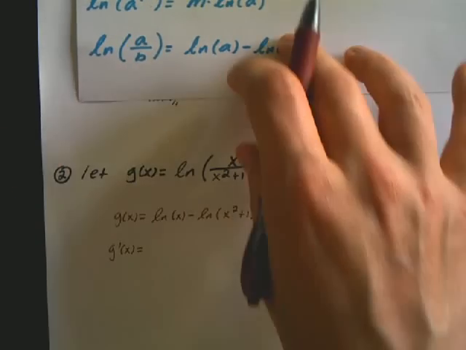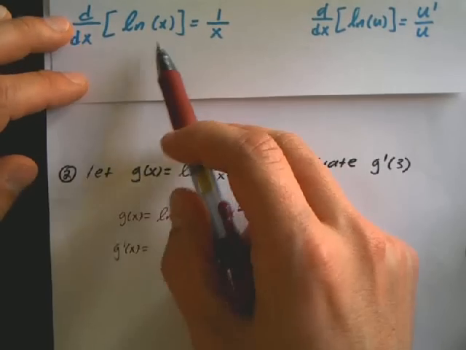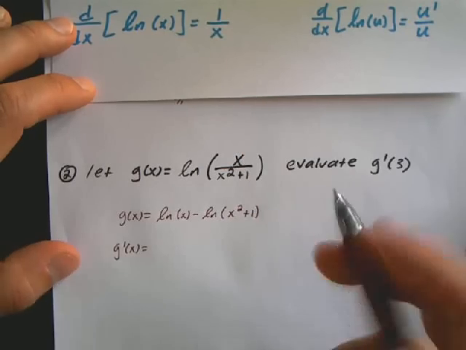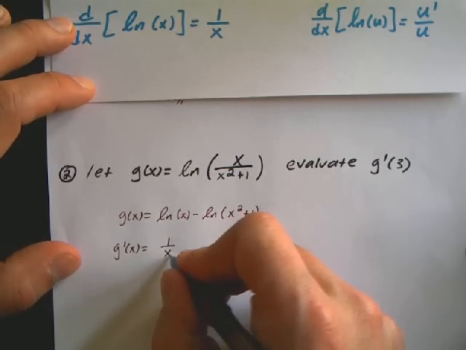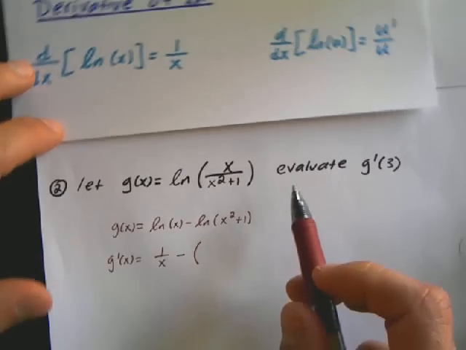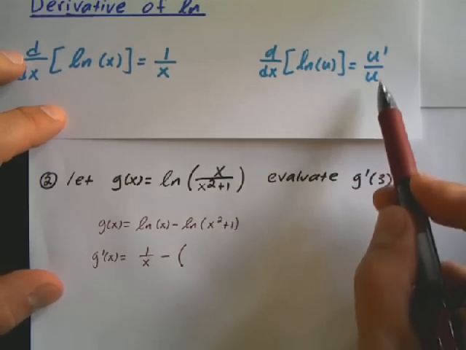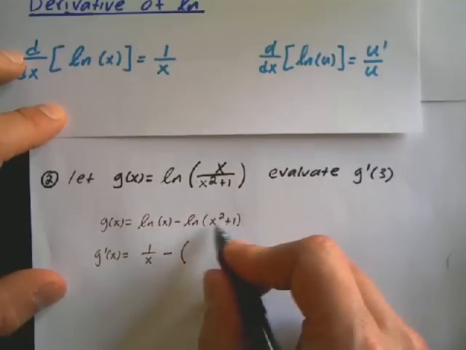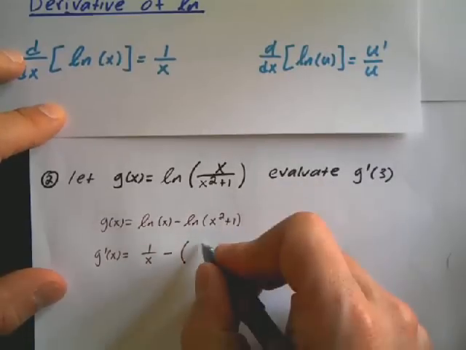is going to be the derivative of ln x, which is just 1 over x, so this is going to be 1 over x minus, because this involves a chain rule, I'm going to use this one over here, which is u prime over u. So the u prime, the derivative of x squared plus 1, is 2x.